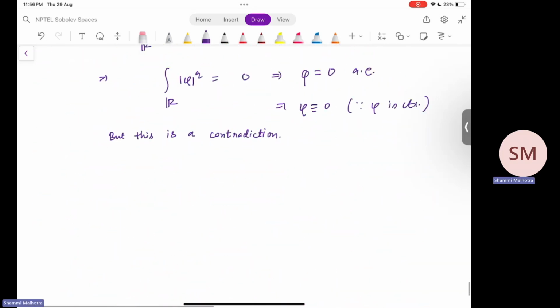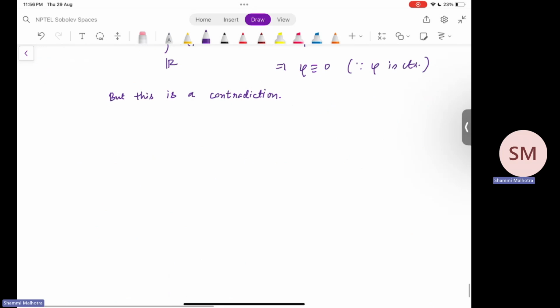So since this doesn't hold, this implies we don't have any subsequence which converges strongly to LQR. So we don't have the strong convergence if we have a bounded sequence in Sobolev space. The next thing which we would like to know about these Sobolev spaces, that we have seen that these embeddings are there.